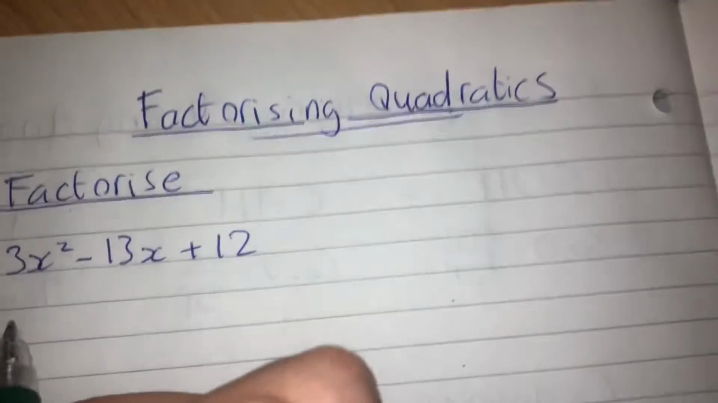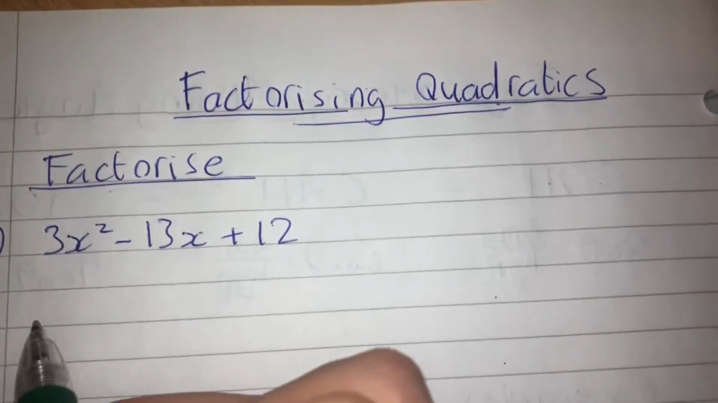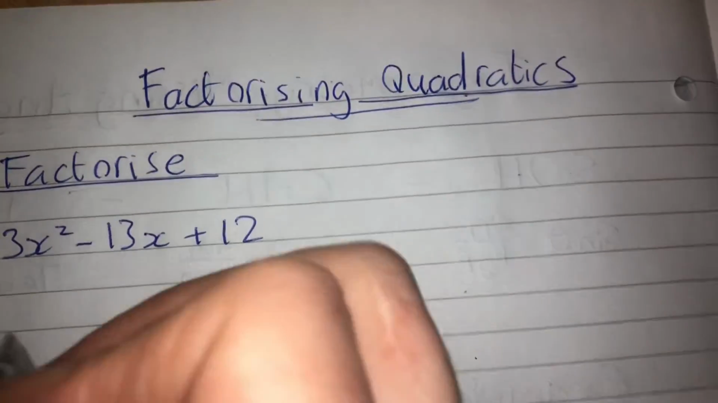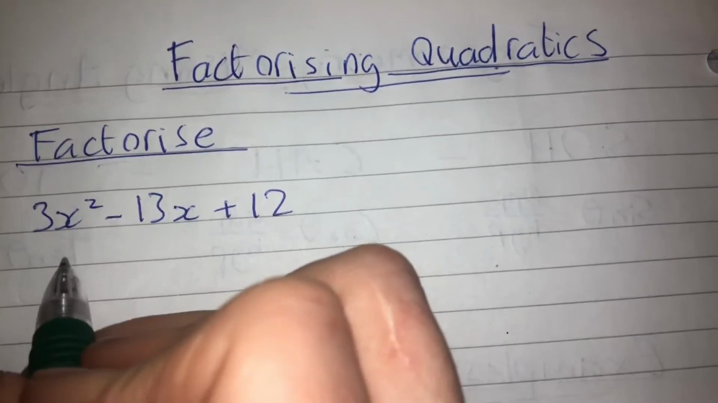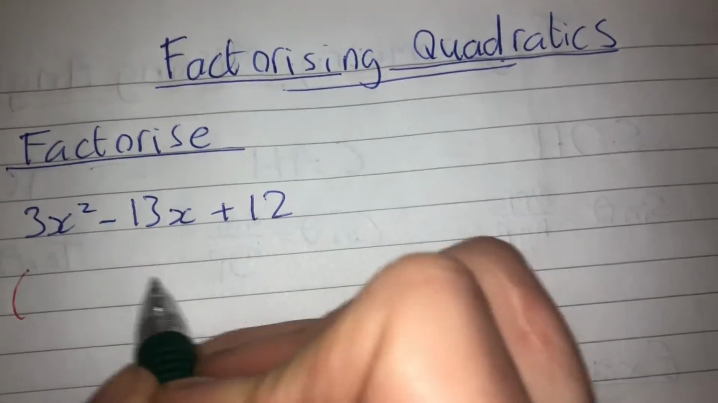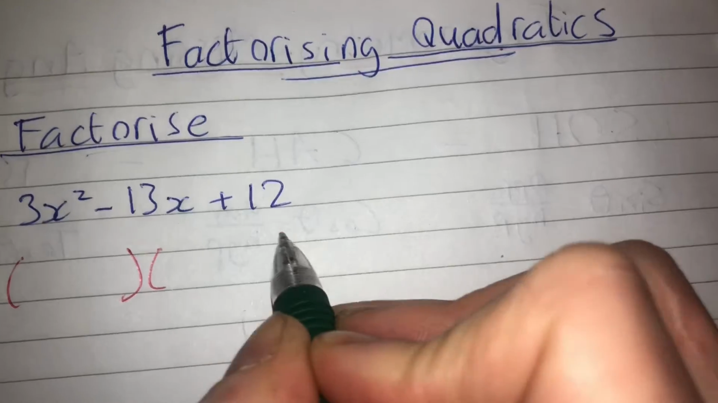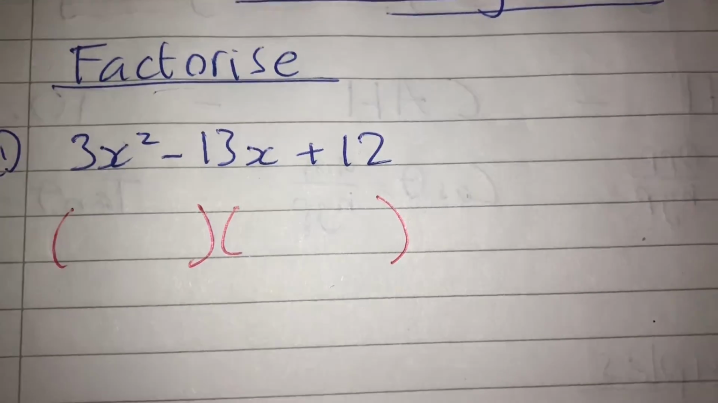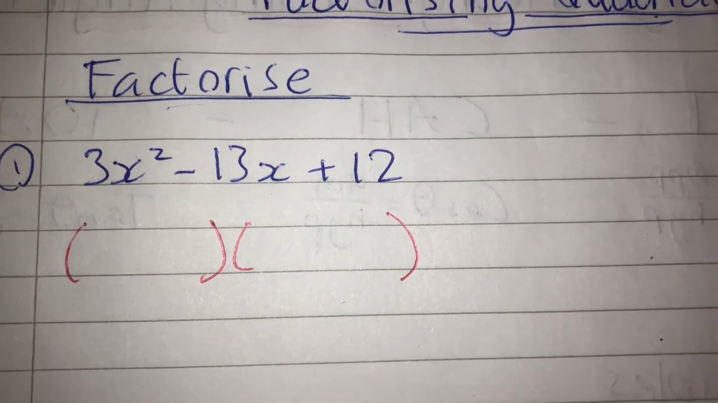The reason being, factorising quadratics is the reverse of expanding and multiplying it and getting rid of brackets. We're actually putting brackets back in. So we know when we are factorising a quadratic like this, we're actually putting it back into two brackets like this. And again, it was mentioned in the previous video. So the reverse of factorising is FOIL, expanding two brackets out.